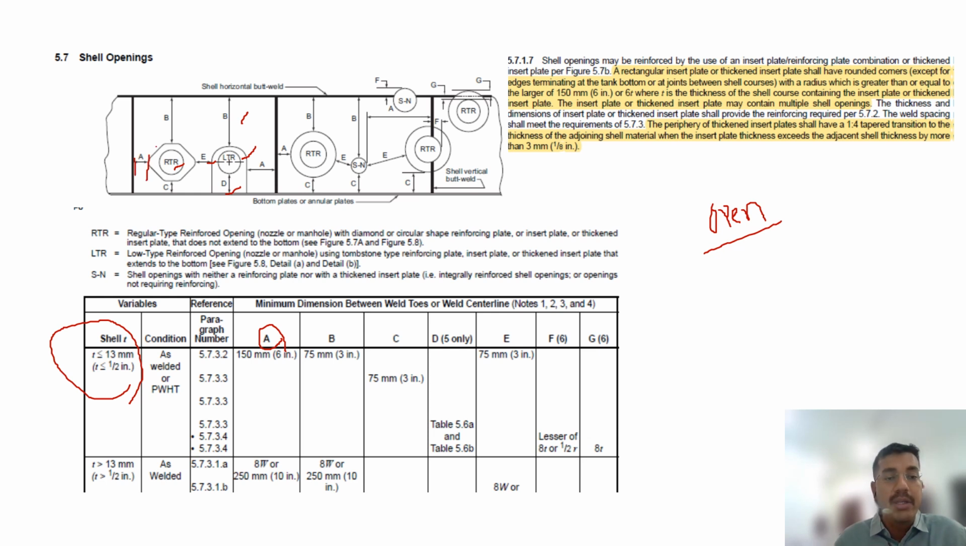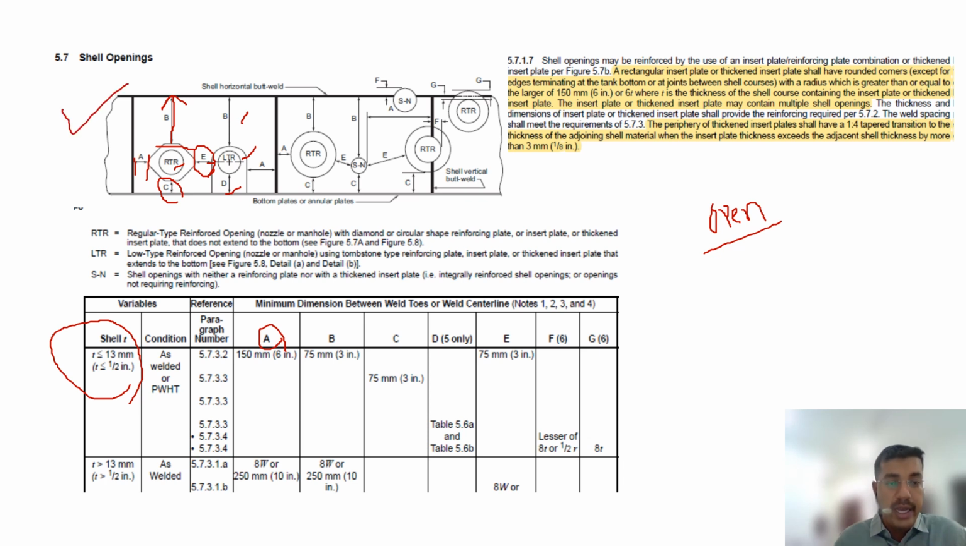B is the reinforcing plate, horizontally, from there to the top circumferential joint, what is the distance? C, bottom side, what is the distance? E, from the tombstone reinforcing joint for this nozzle, what is the distance? Like that, all these things are mentioned here. You have to check this figure.